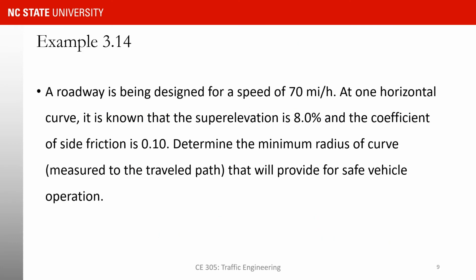So let's go through this example, and hopefully by going through this example we learn this equation much better. We have a roadway that is being designed for a speed of 70 miles per hour. So our V is equal to 70 miles per hour. At one horizontal curve, it is known that the super elevation is 8%. So my E is 8.